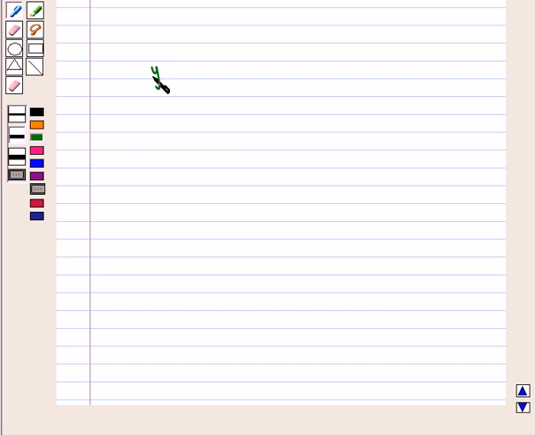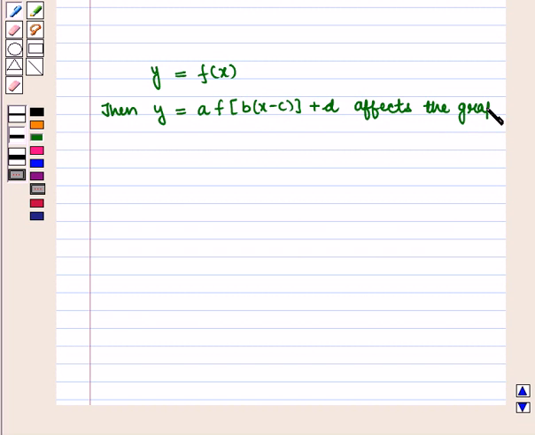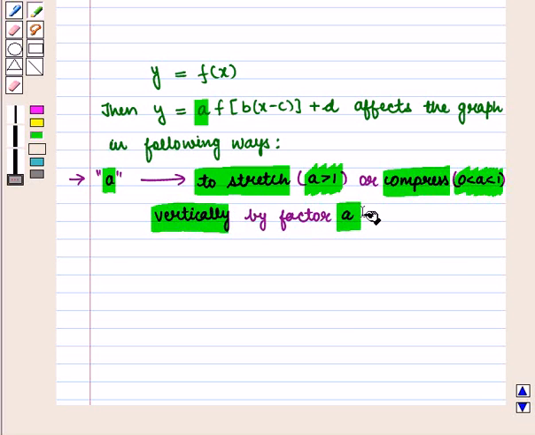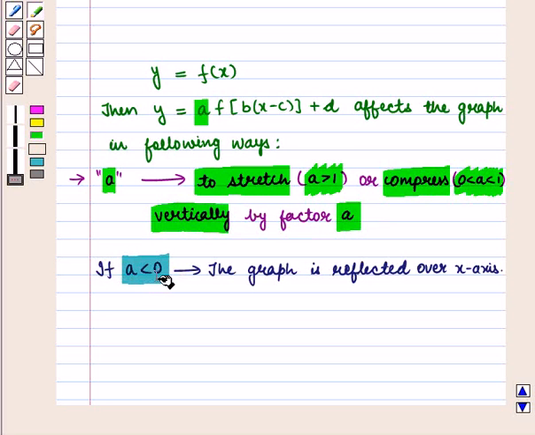If we are given any function y = f(x), then y = a f(b(x - c)) + d affects the graph in the following ways. Now, A causes the graph of the function to stretch when A is greater than 1 or compress when 0 is less than A is less than 1 vertically by factor A, and if the value of A is less than 0, that is, there is a negative sign before the given function, then the graph is reflected over the x-axis.